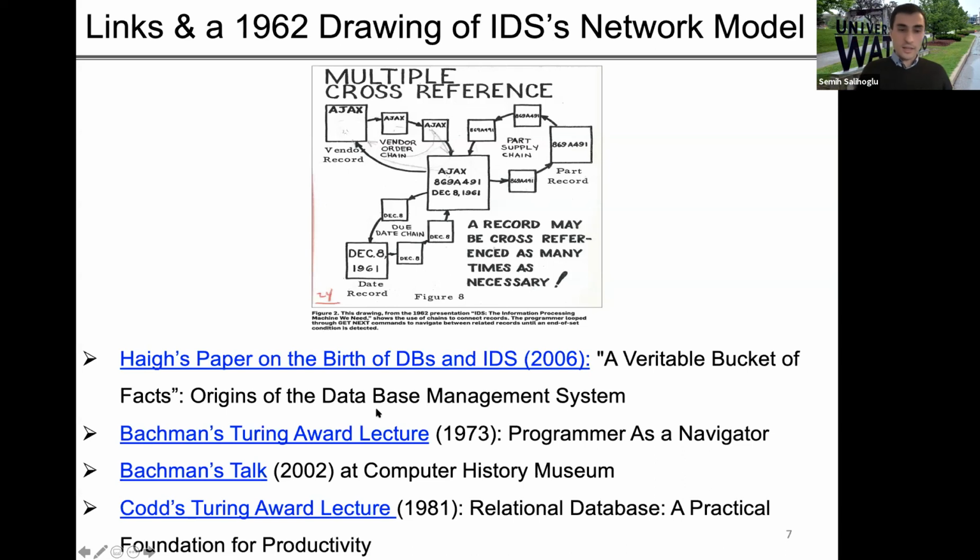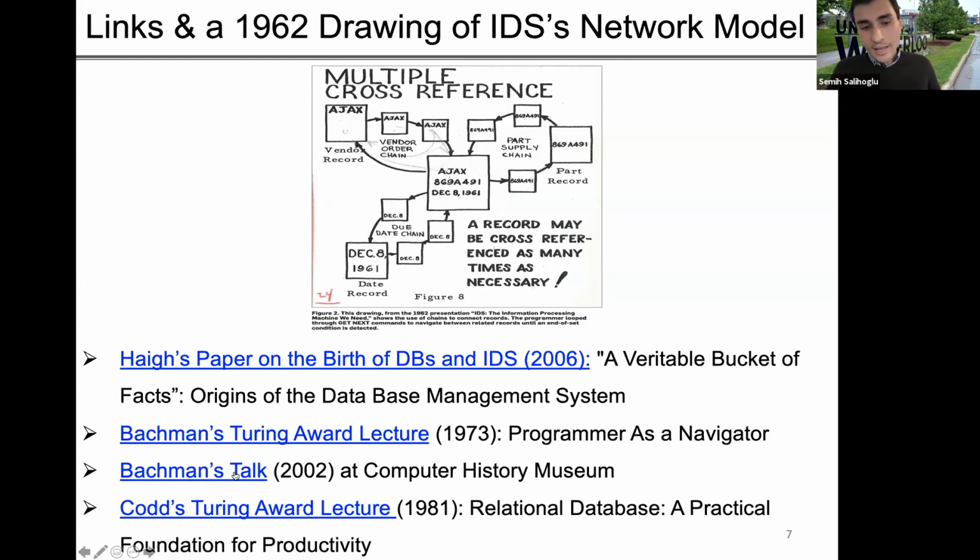The second two links are Bachman's and Codd's. They're both Turing Award winners. Their Turing Award lectures are, I think, very interesting to read, to see the design points that they were coming from when they were developing these two different classes of systems and starting essentially this never-ending division between database management systems that are based on graph models and based on the relational model.